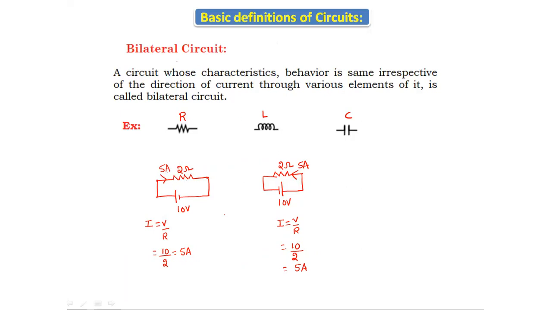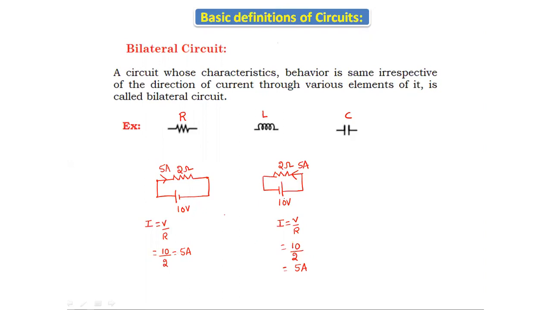From this we can say that the resistor, inductor, and capacitor are called bilateral elements. The behavior or characteristics of the element are the same if you change the direction of the supply. If you change the terminals, only the direction changes. The magnitude does not change. That's why these elements are called bilateral elements.